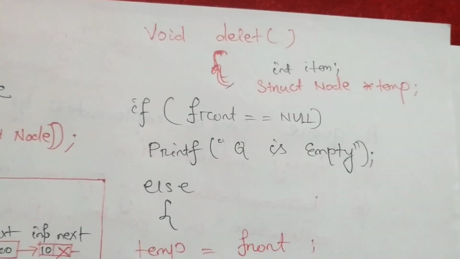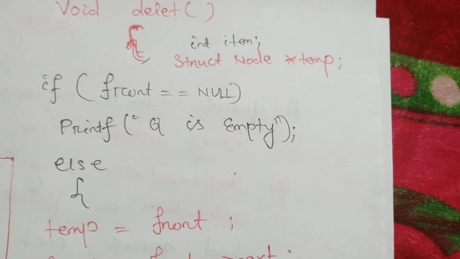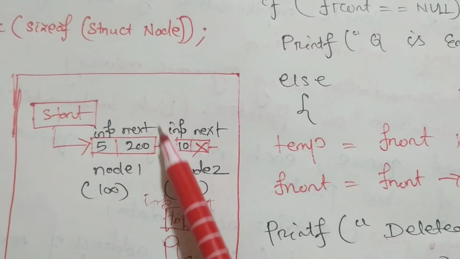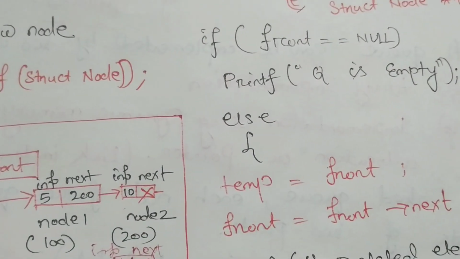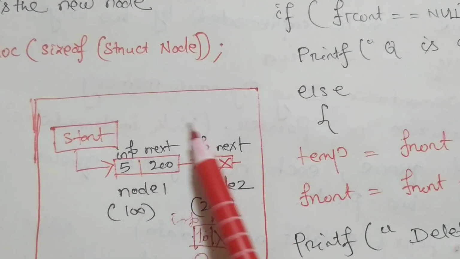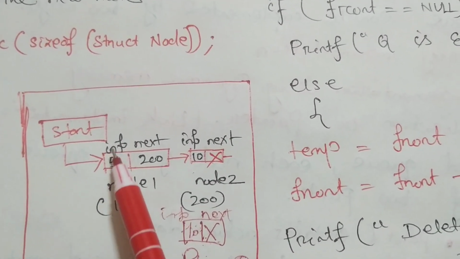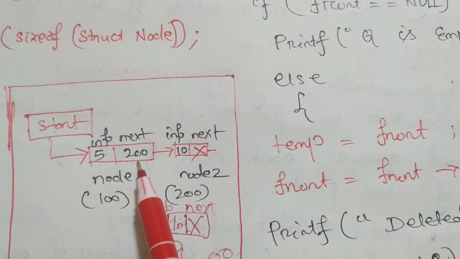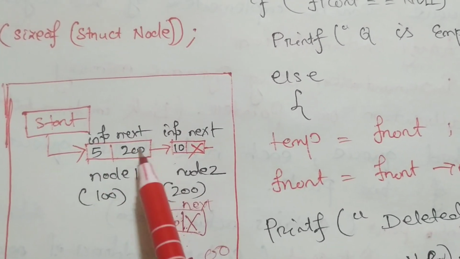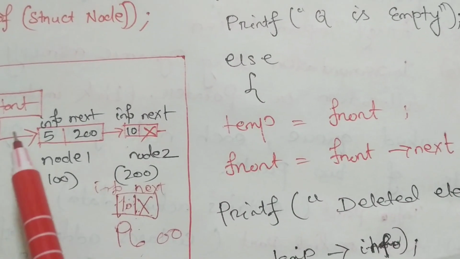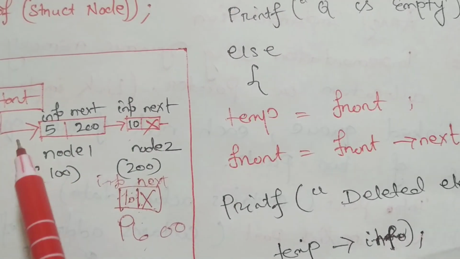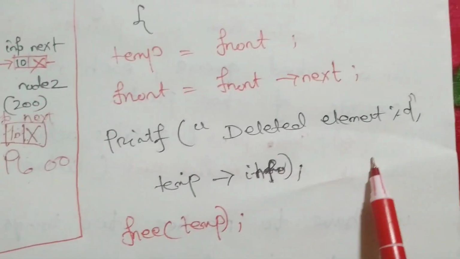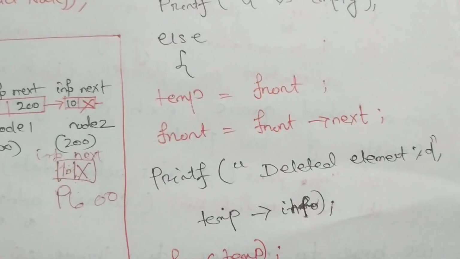Now suppose deletion. Deletion always occurs from the front. If front equal to null, the queue is empty, and we have to leave. Otherwise, we always perform the deletion operation from the front. Let temp equal to front. That means temp now contains the address of the first node. Then front equal to front next. That means front is not here, front is here; we are increasing the pointer address and ignoring this node. Then the deleted information is temp info, and now we free it.